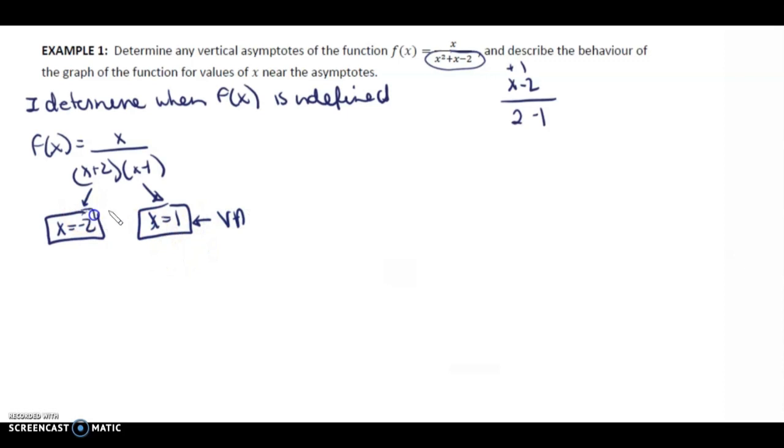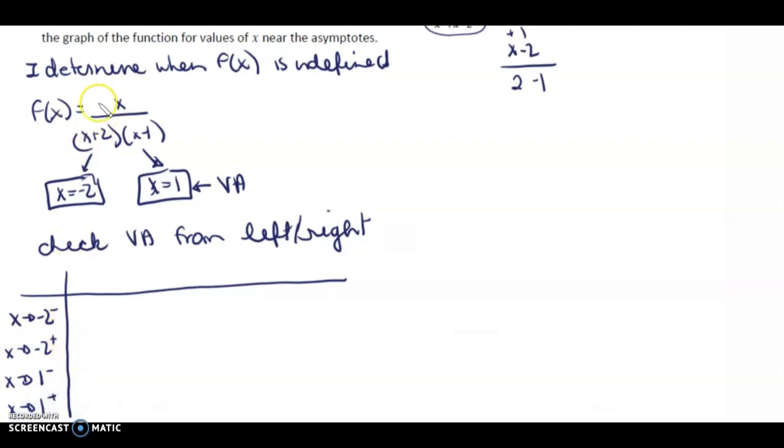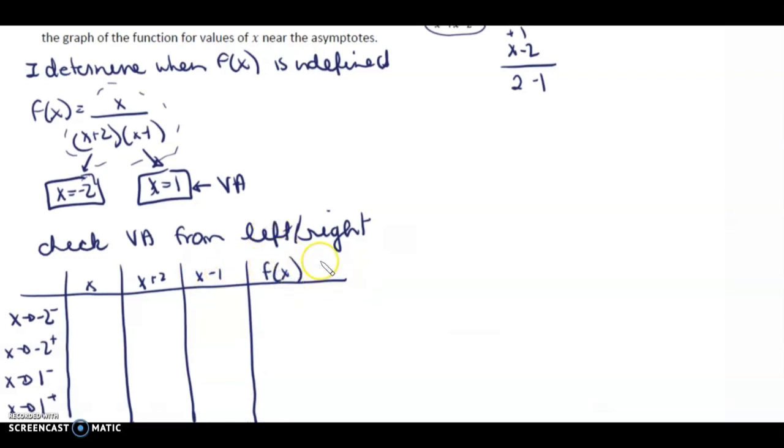What we want to do is check how this function approaches those vertical asymptotes, from the left and the right. So we'll look at x approaching negative 2 from the left and from the right, and x approaching 1 from the left and from the right. We're going to take each one of these and assess x plus 2 and x minus 1. Then we'll be able to say overall what f at x is doing, and where f at x approaches.